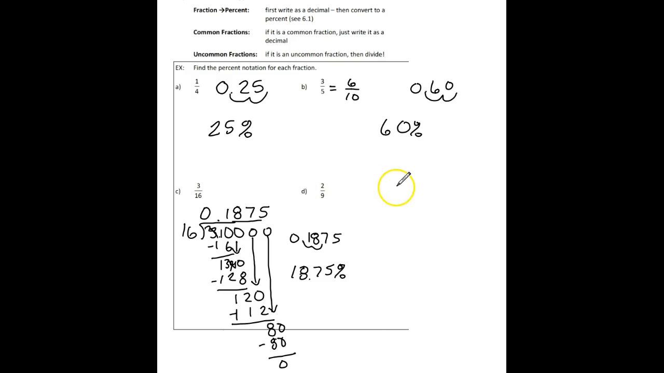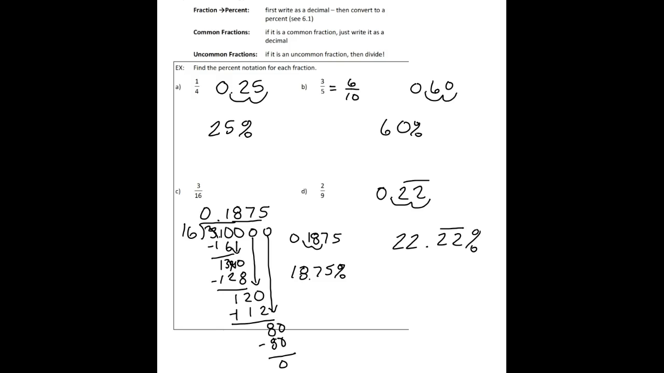Our last one, 2/9. Now you could divide this one as well, but this is one of the fractions that I think is helpful to remember. You should probably commit to memory your ninths. 1/9 would just be 0.11 repeating. 2/9 is actually 0.22 repeating. 3/9 would be the same as 1/3, which is 0.33 repeating, and so on and so forth. If I move my decimal 2 places to the right, I don't want you to write 22% because of course we know that keeps repeating, so it's actually 22.22 repeating percent. So that's how we write our fraction to percent notation.